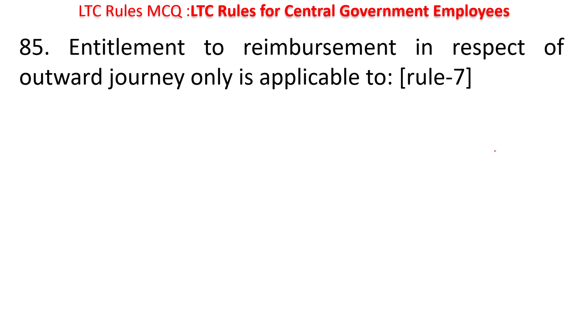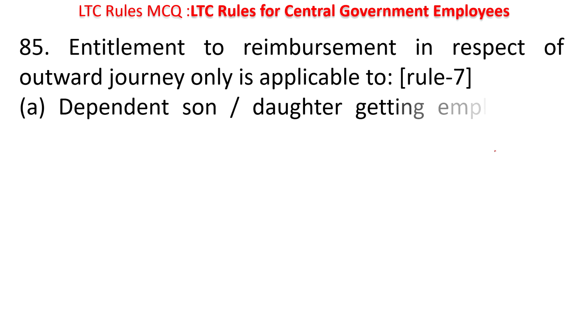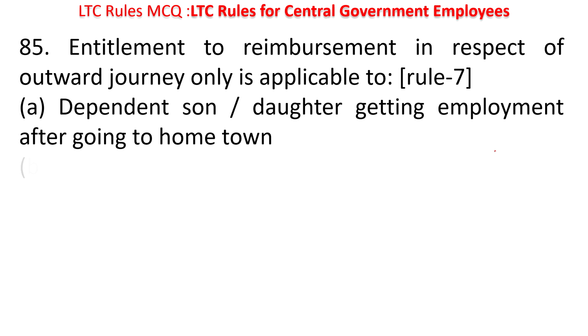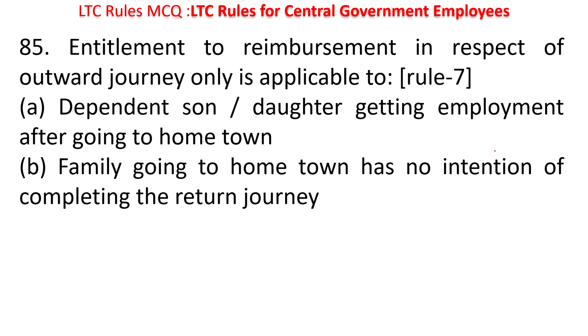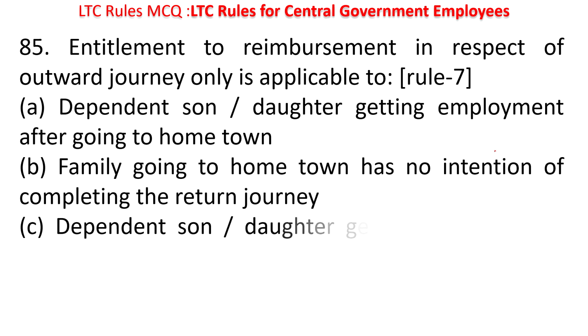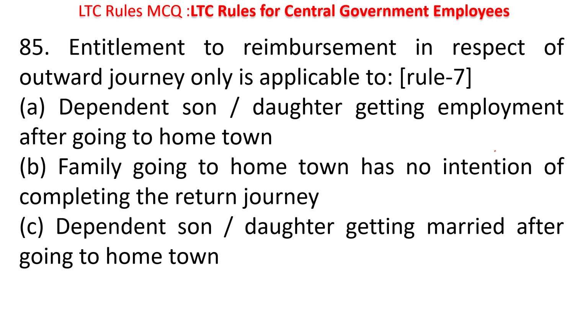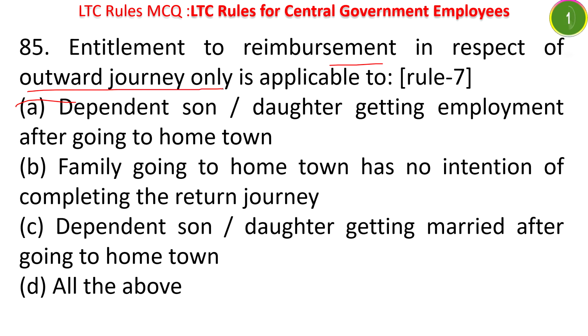Logic. Entitlement to a reimbursement in respect of outward journey only is applicable to: dependent son or daughter getting employment after going to hometown; family going to hometown having no intention of completing the return journey; dependent son or daughter getting married after going to hometown; all of the above. Your time starts now. It is a reimbursement of outward journey only. That means outward journey alone. It is possible in all of these cases.